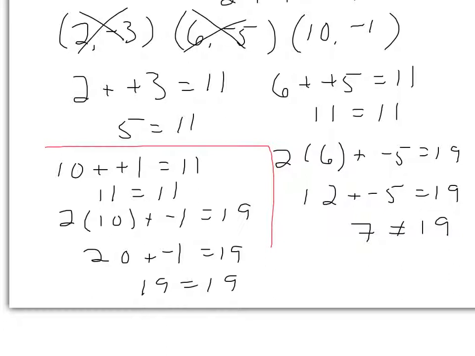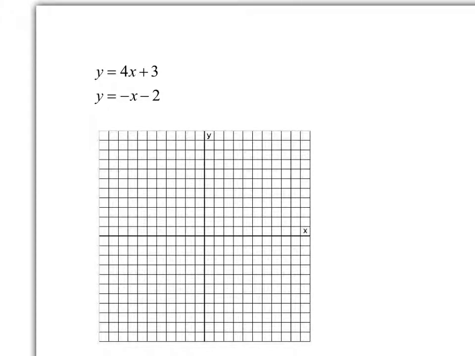So of these three ordered pairs, the one that's going to work is this one. That set of x and y made both of those equations true, so this is a solution to the system of equations. Now, how would you find an ordered pair if I didn't give it to you in the first place? So here's a system of equations. I'm not going to give you an ordered pair, but let's see what we can do to figure out what the ordered pair that would make them both true might be. And the way I'm going to do that is by graphing.